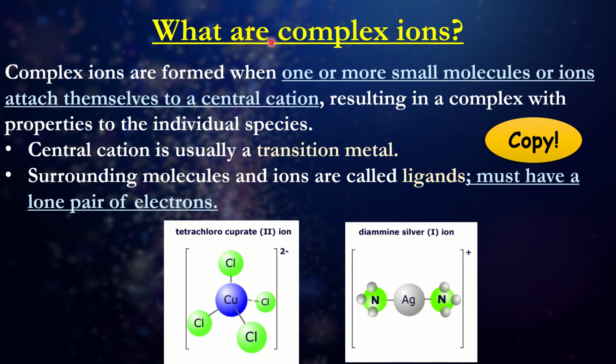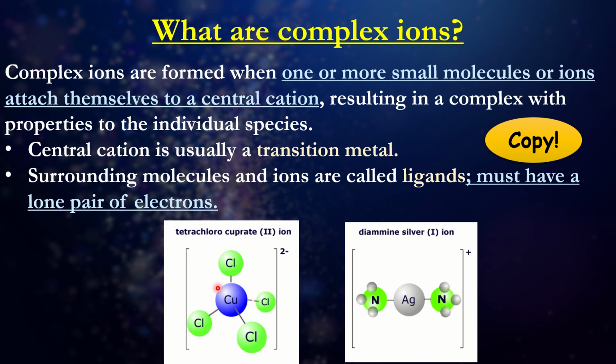So let's first define what complex ions are. Complex ions are formed when one or more small molecules or ions attach themselves to a central cation, resulting in a complex species. This central cation is usually a transition metal, and the surrounding molecules or ions are known as ligands. These ligands must have a lone pair of electrons.